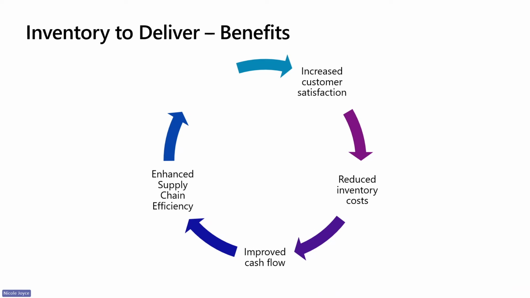We have enhanced supply chain efficiency, so streamlined vendor management, reduced lead time, and improved order accuracy all are encompassed in that enhanced supply chain efficiency. And finally, data-driven decisions. So powerful analytics and reporting tools help monitor key inventory metrics to help business users make informed decisions. So these benefits collectively lead to improved business performance and profitability.